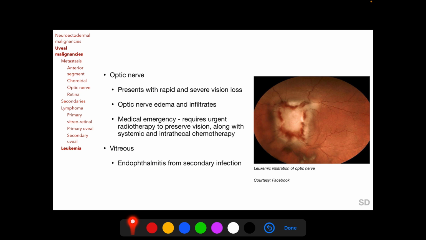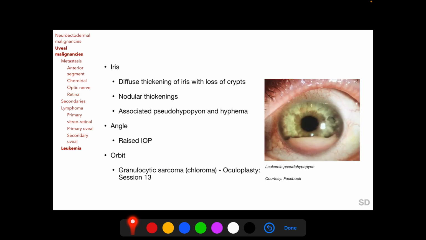In the vitreous cavity, there can be secondary infection in leukemic patients leading to endophthalmitis, and in the anterior segment, iris involvement with leukemia can lead to diffuse thickening of the iris with loss of iris crypts along with nodular thickenings as well, and associated pseudohypopyon and hyphema as seen here in this photograph. Angle involvement leads to raised intraocular pressure, and we have previously discussed orbital involvement with leukemia, particularly granulocytic sarcoma, also known as chloroma, in the oculoplasty section.